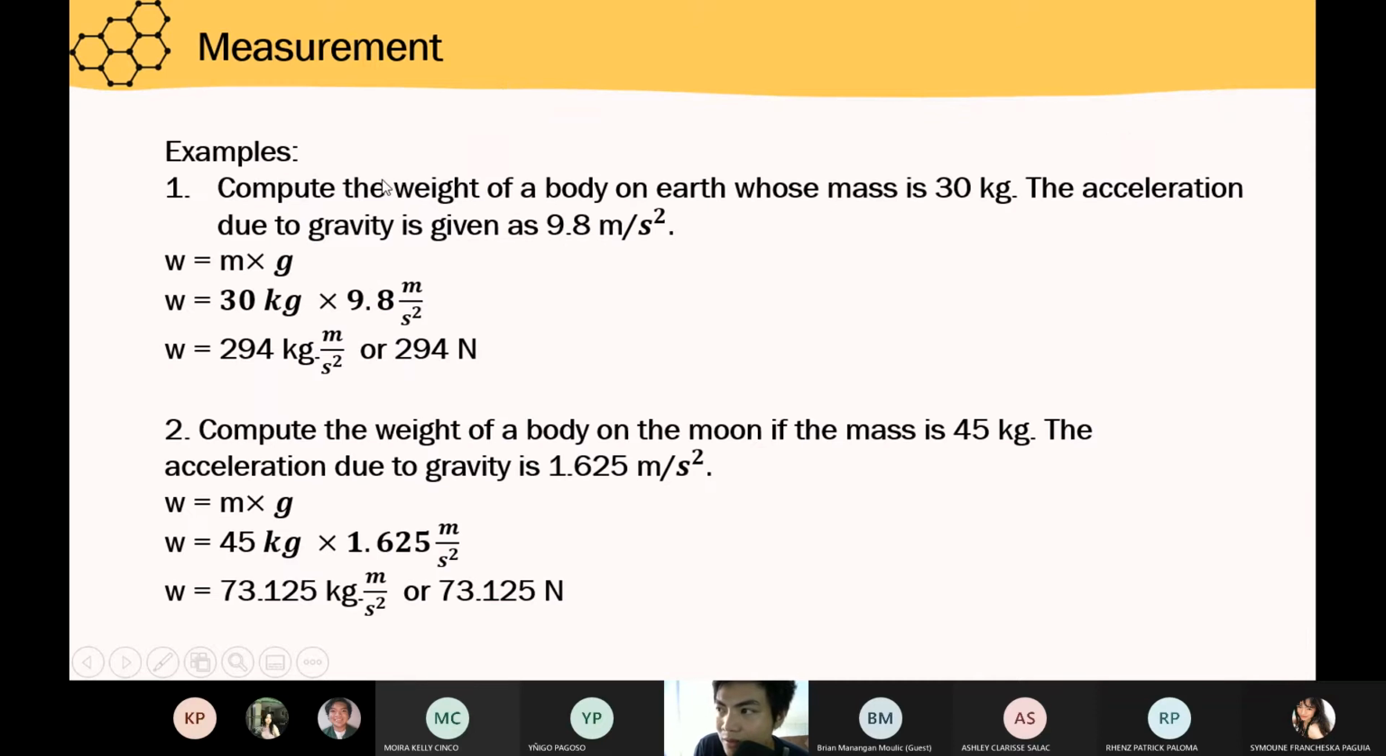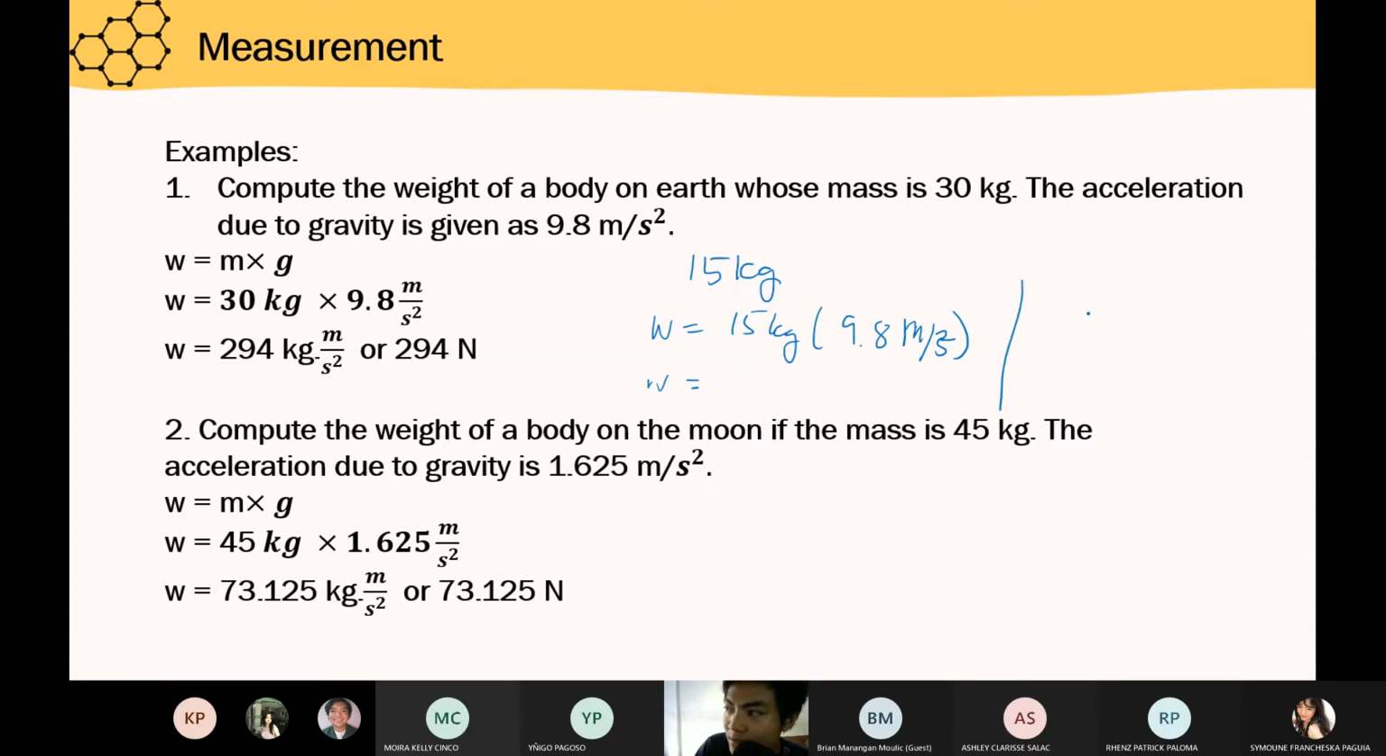Here are some examples. As you can see, ginawa lang dito is we computed for the weight. Di ko naman ibibigay yung ganitong problems sa quiz natin. Madali lang yung quiz natin. So, kunwari, 15 kilo ka dito. So, ano yung weight mo on Earth? Weight is 15 kilo times the gravitation constant, 9.8 meters per second squared. Multiply mo na lang yan, yun yung weight mo.